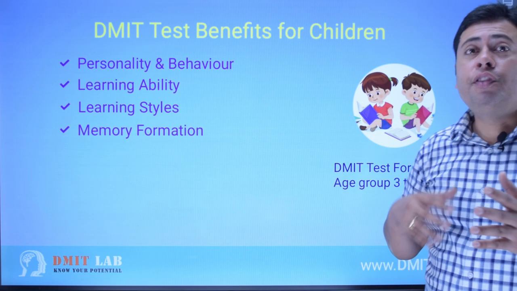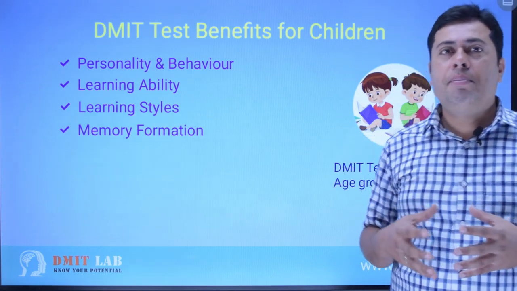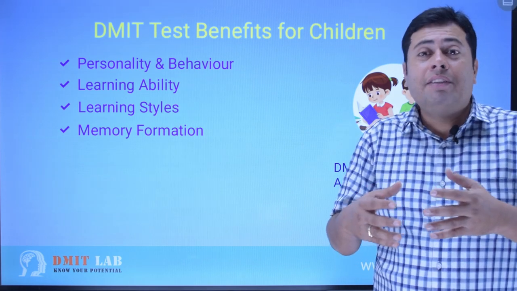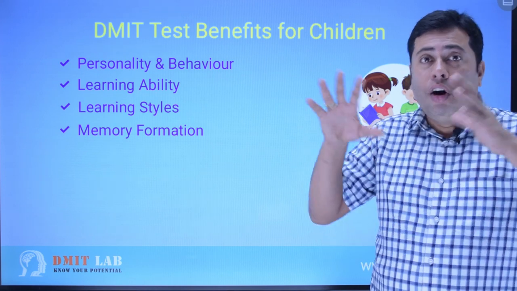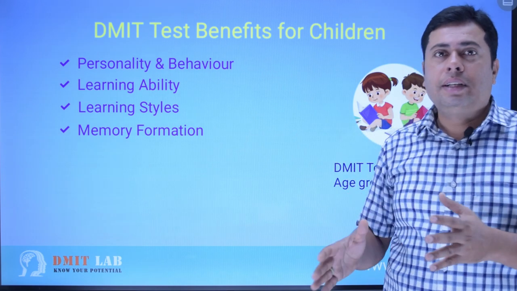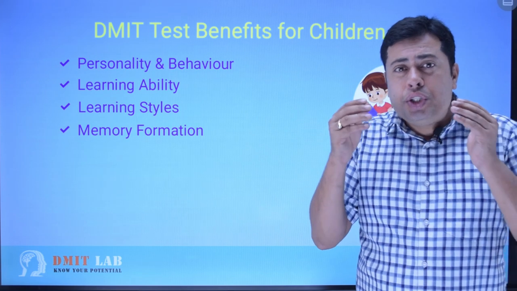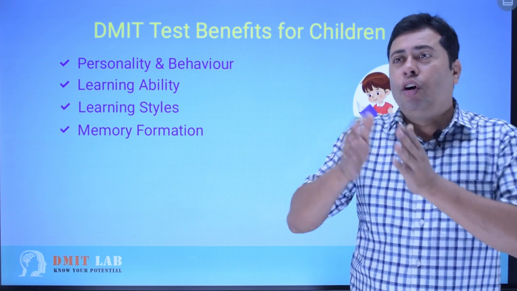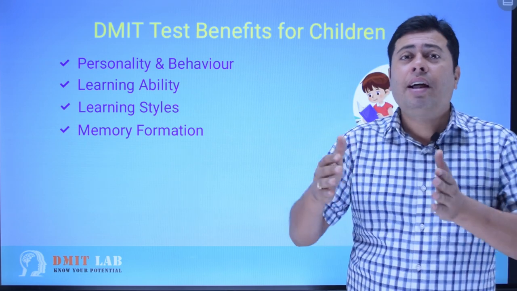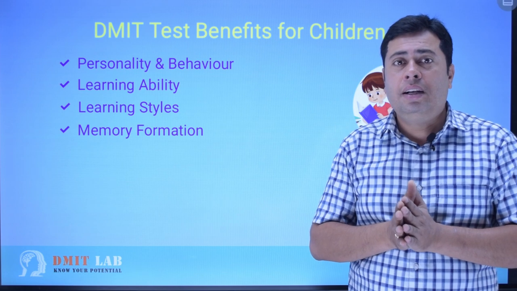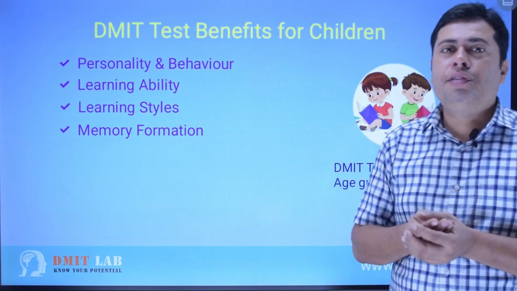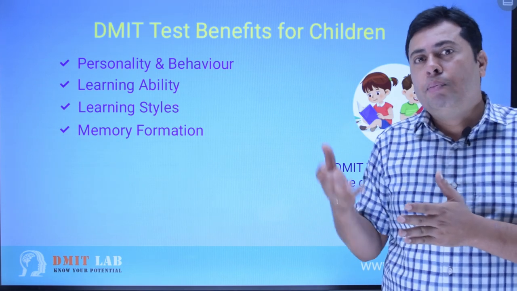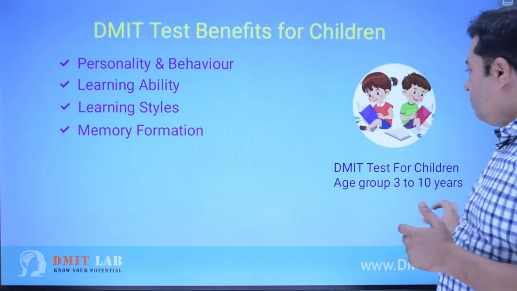Now comes the memory formations. Sometimes in children, they learn, but most of the time they forget often. It's not all children, it depends on child to child. Once you know your child's memory formations, whether short-term memory, long-term memory or temporary memory, there are different kinds of memory in a child. Once you understand your child's memory formations, you can work on them accordingly. This will help to improve their memory power. That's one point.